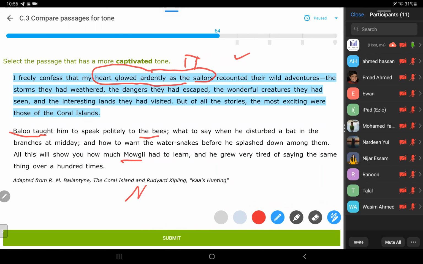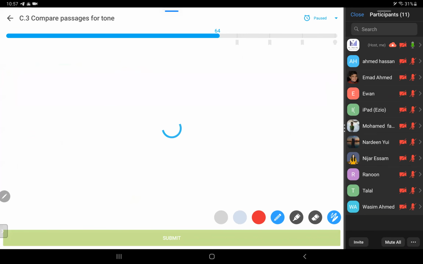So he was happy, or this guy who was telling us, when he heard the stories and the wild adventures of the sailors, his heart glowed ardently because of what happened. So actually the tone can be inferred from here. Excellent, those who got it right.